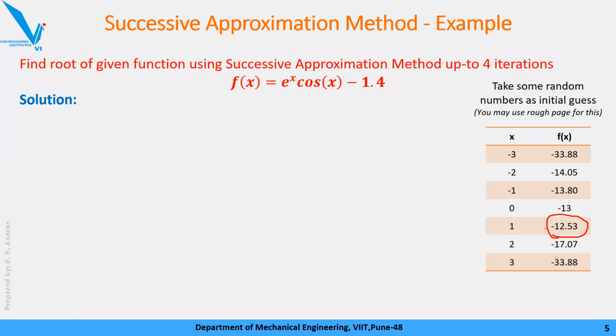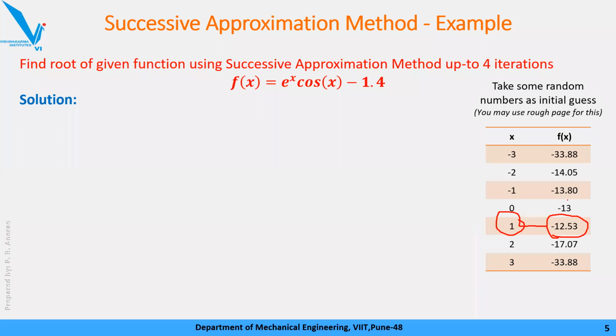Now the x corresponding to that function value is your initial guess. So the answer is 1. Minus 1 is again a little bit away from 0, so you should start with 1 only. Follow the same pattern, so all the students will have the same root.